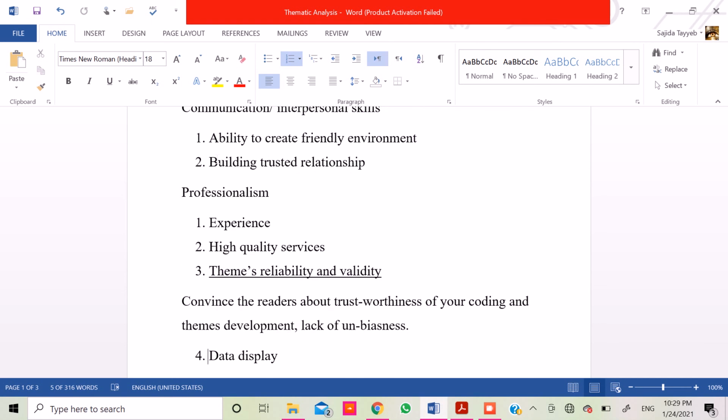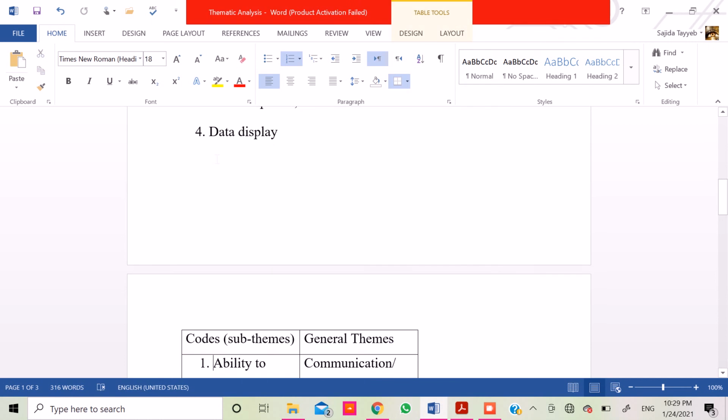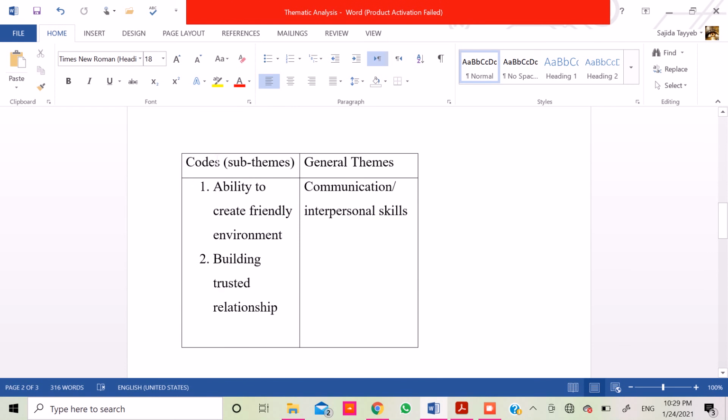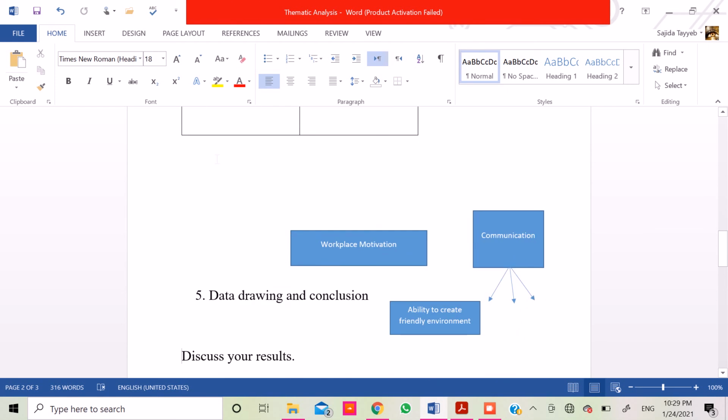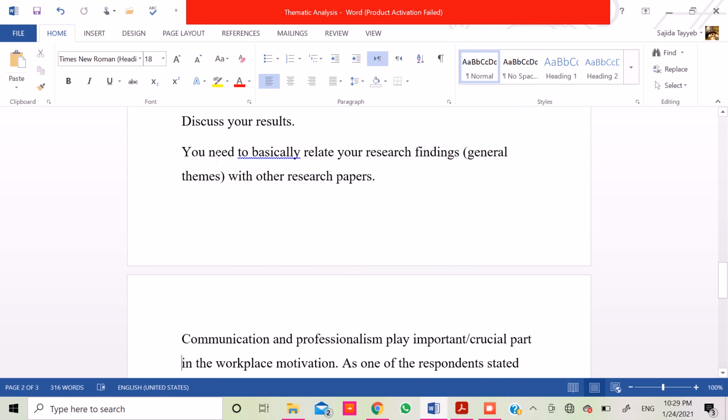Okay, then we have data display. I told you that data display is either done in the form of tables or in the form of graphs. So if you want to use both of them, that's also fine. There's no restriction on that part. Then we have data drawing and conclusion.